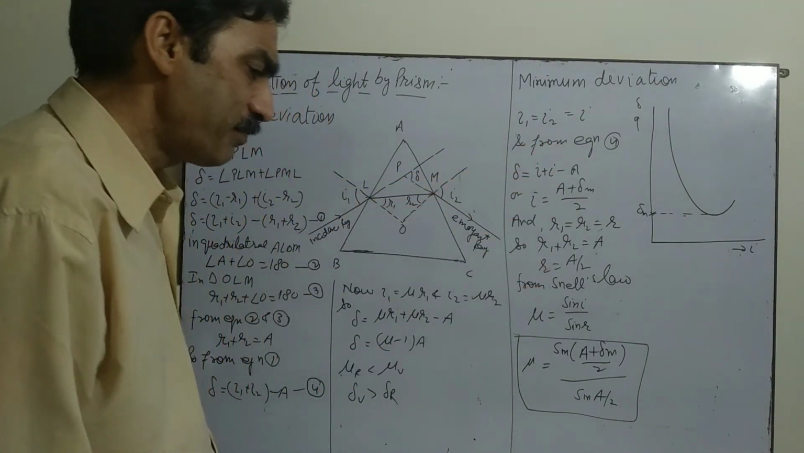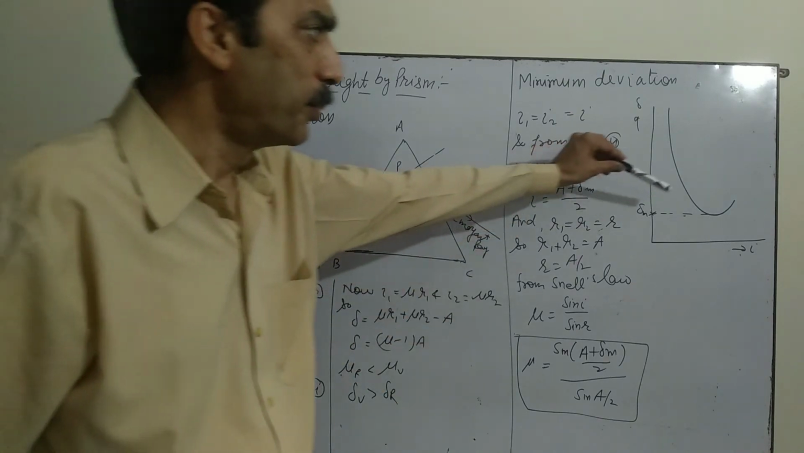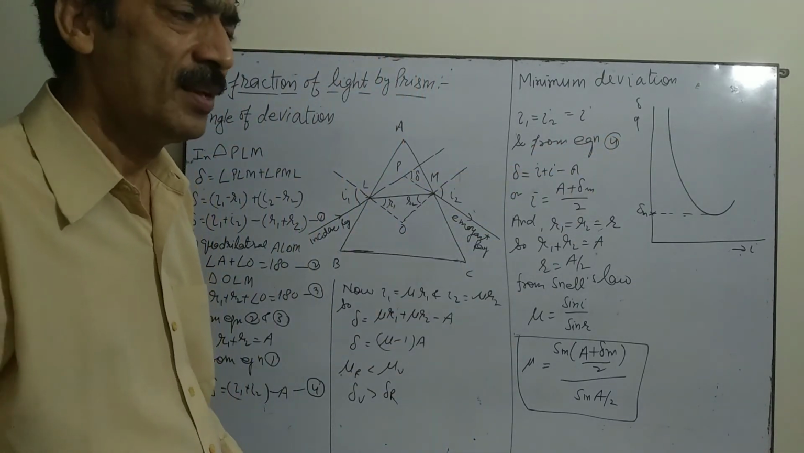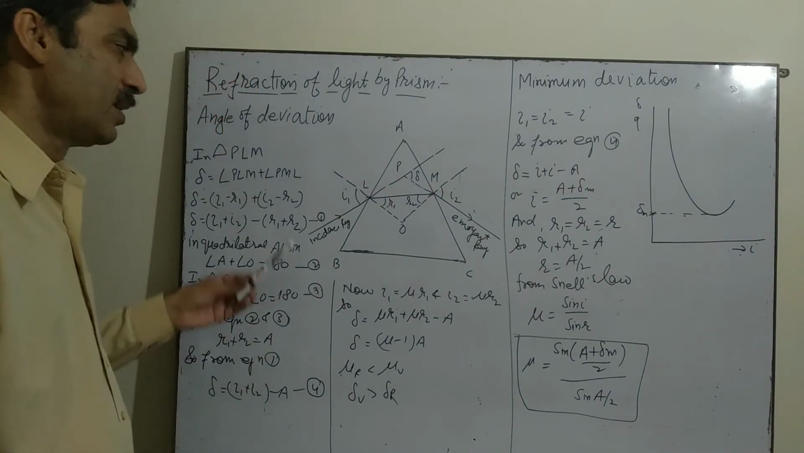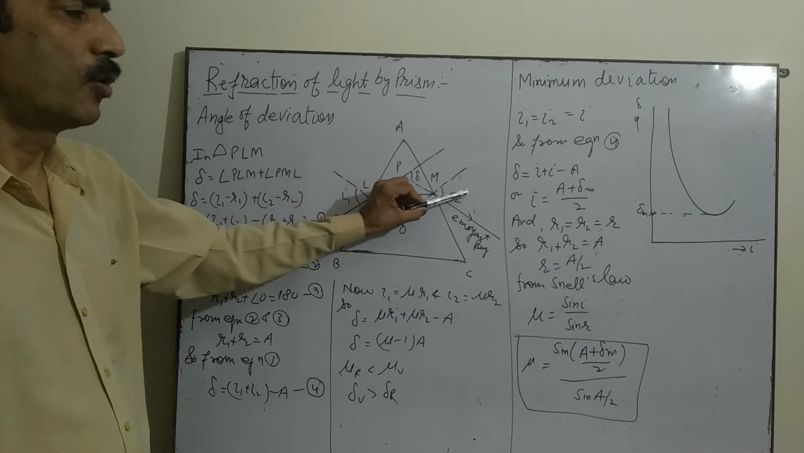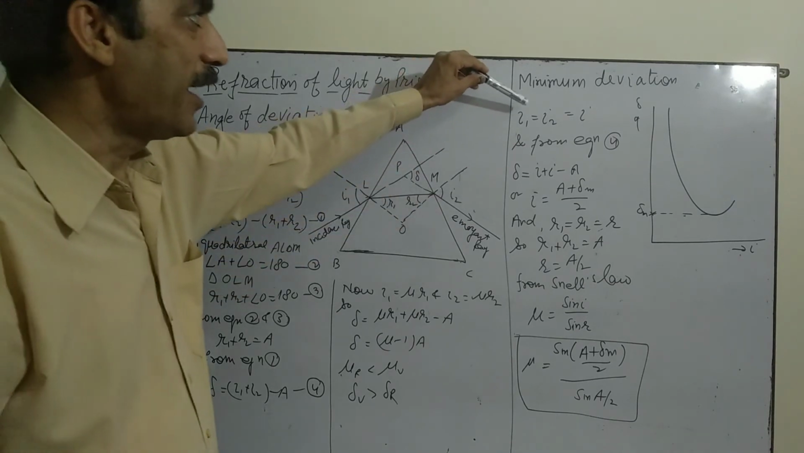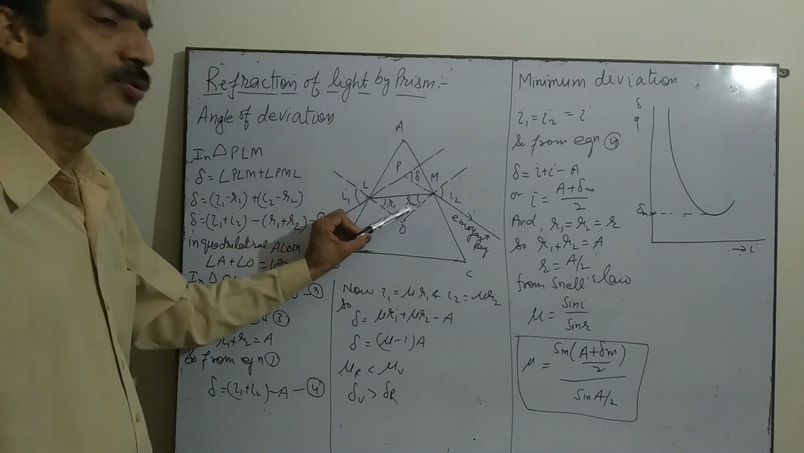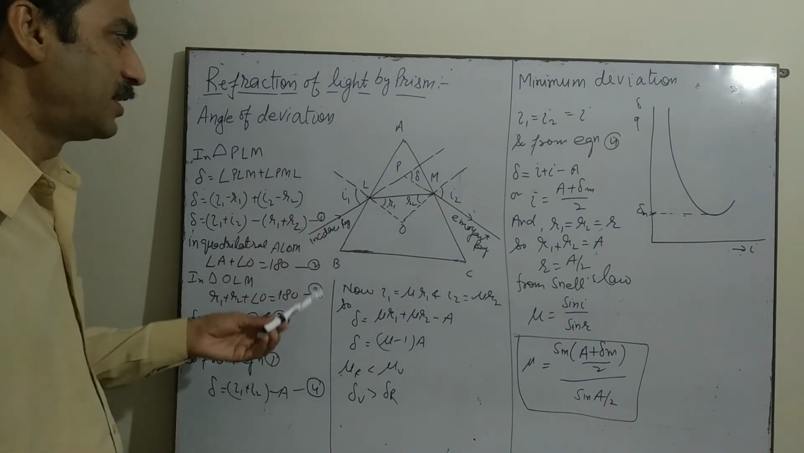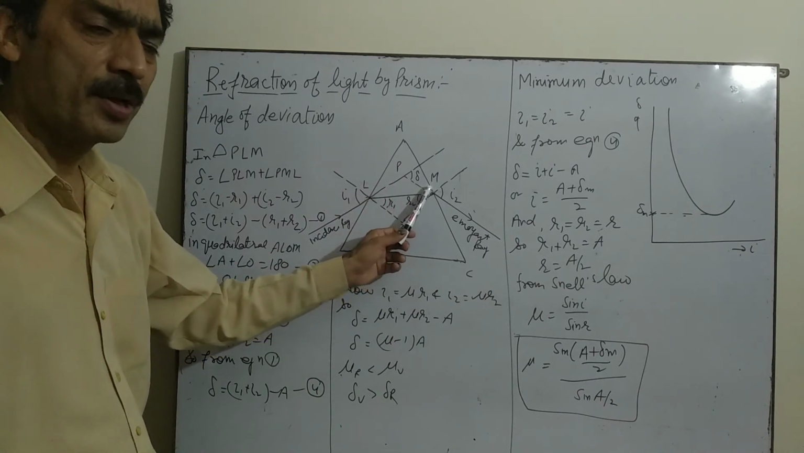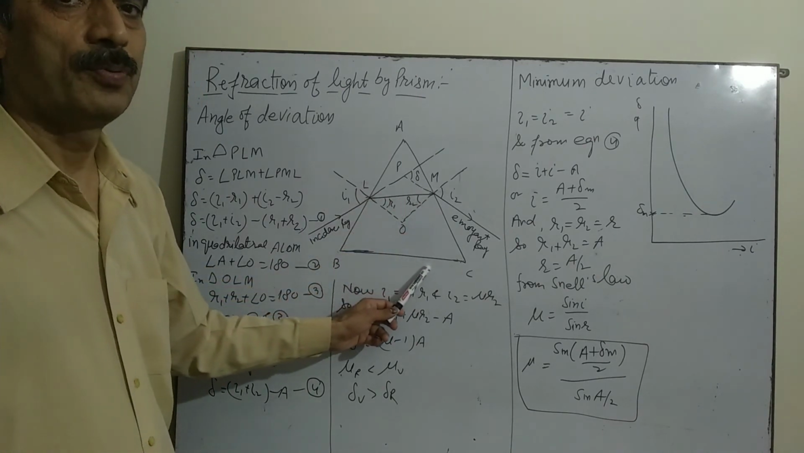Now, what are the conditions of minimum deviation? The first condition is that angle of incidence should be equal to the angle of emergence. That is, I1 is equal to I2. Second condition, R1 is equal to R2. And third one, this refracted ray LM should become parallel to the base of prism.